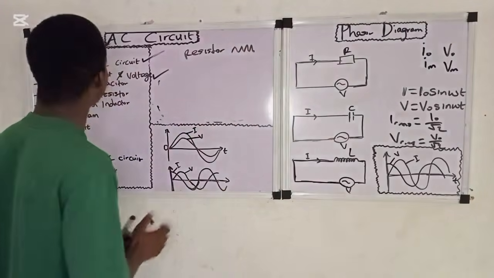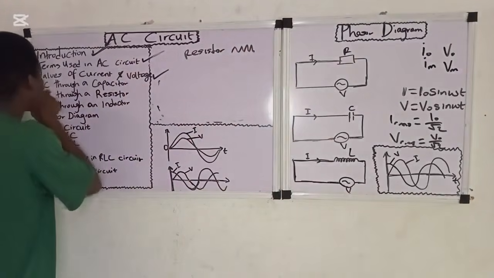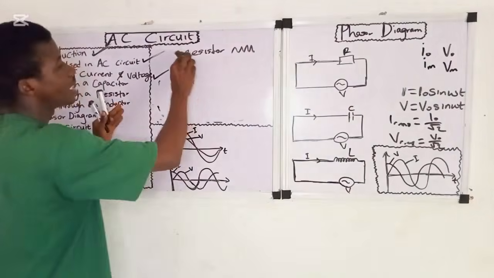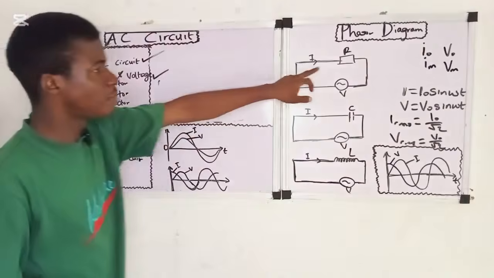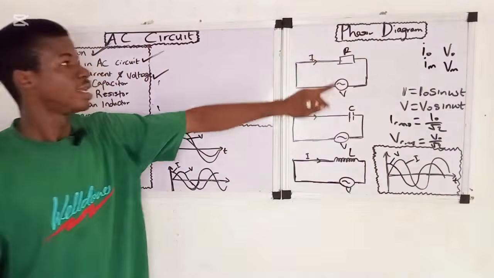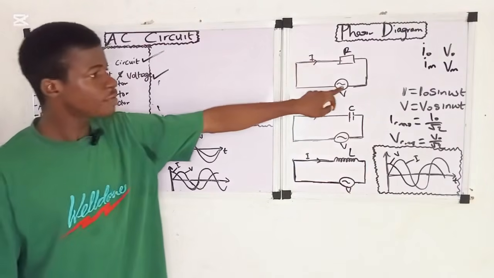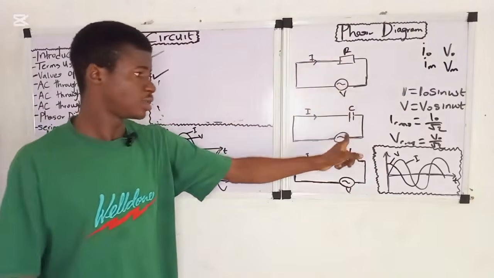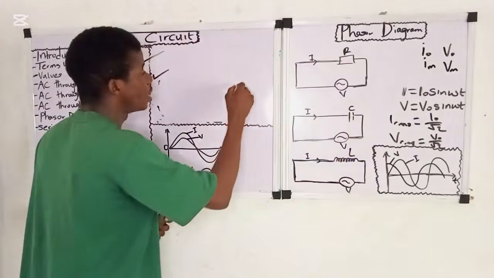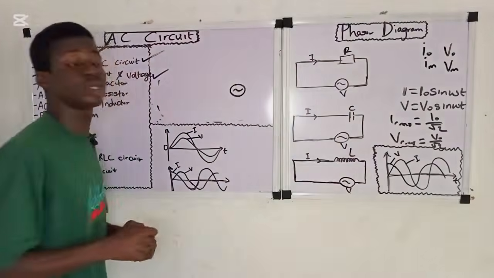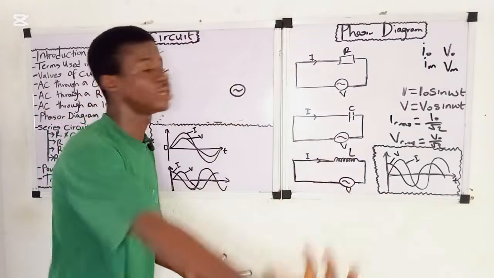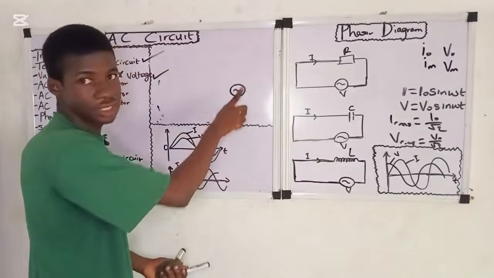Now, an alternating current through a resistor. Let me draw. Now look at the board. Let me use this diagram. If you see a symbol like this in an AC circuit, know that you're talking about the voltage source, the AC source, the source that produces the alternating current. Something like this.